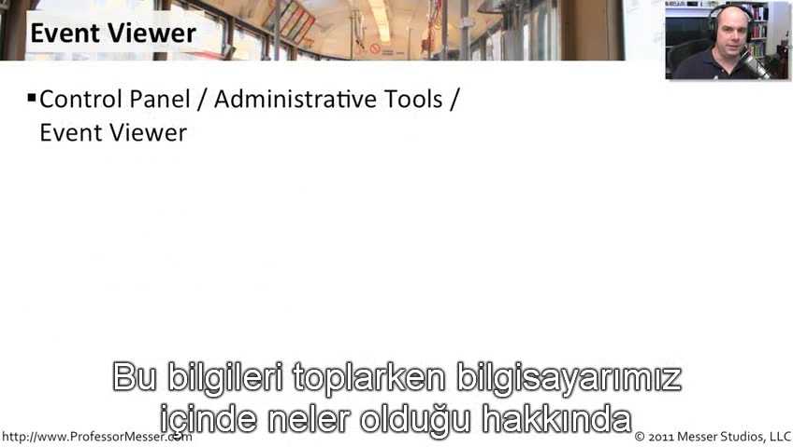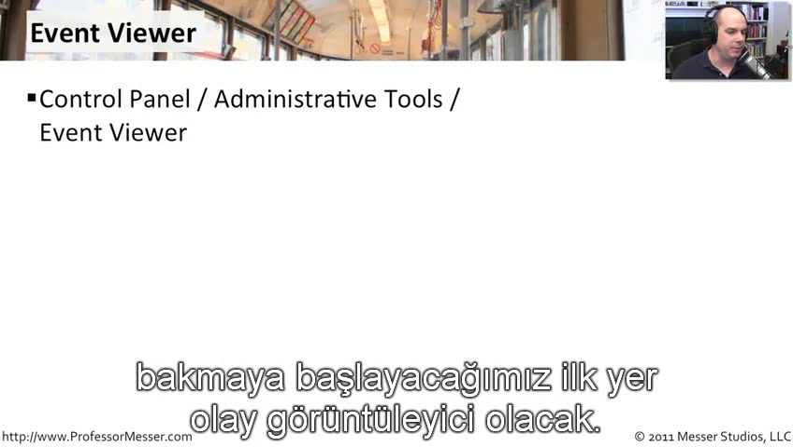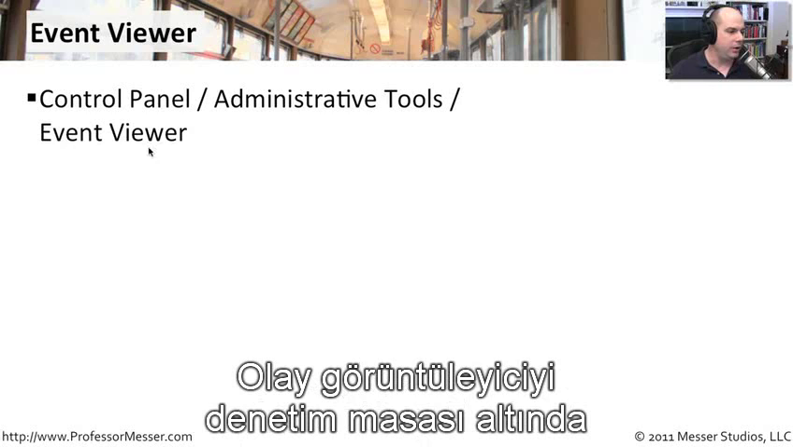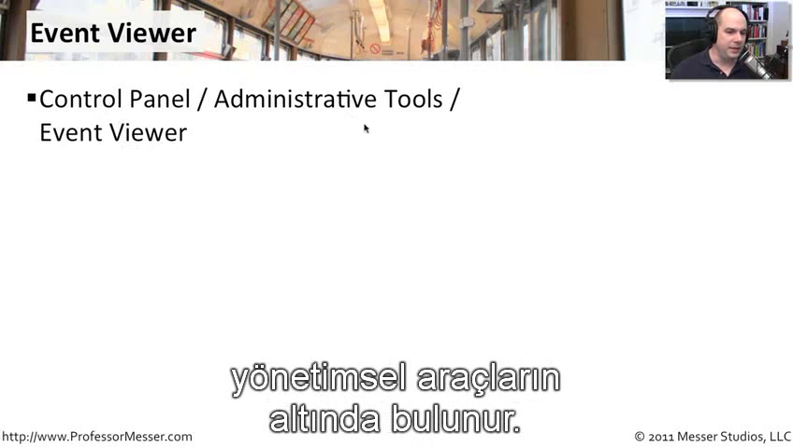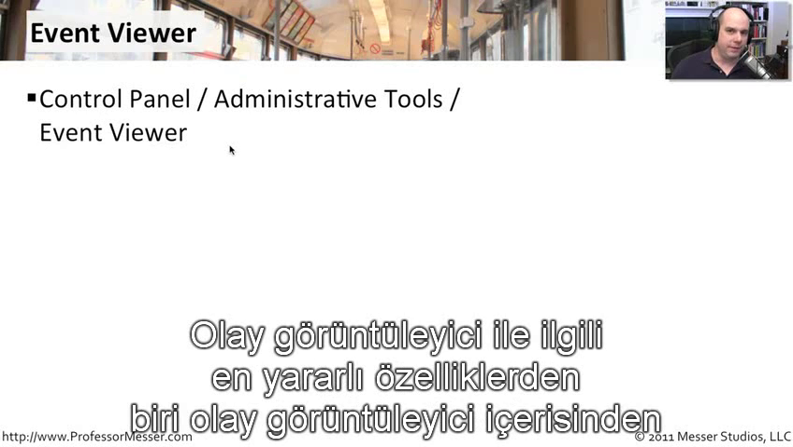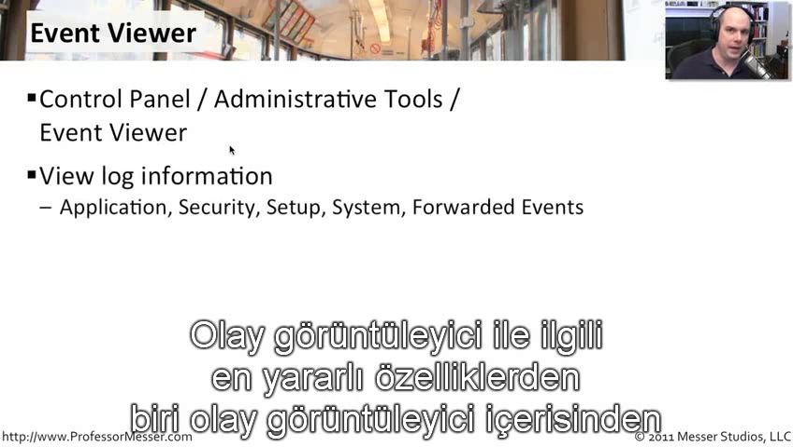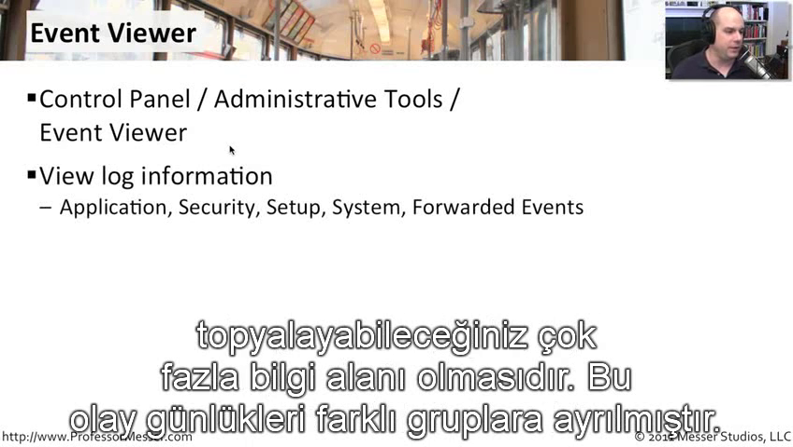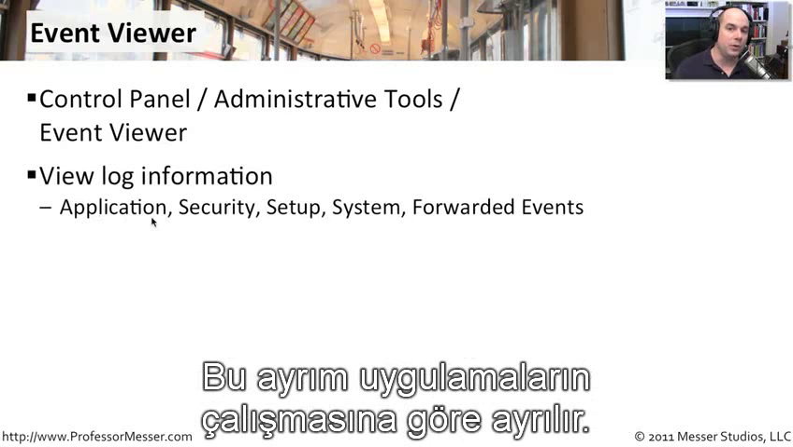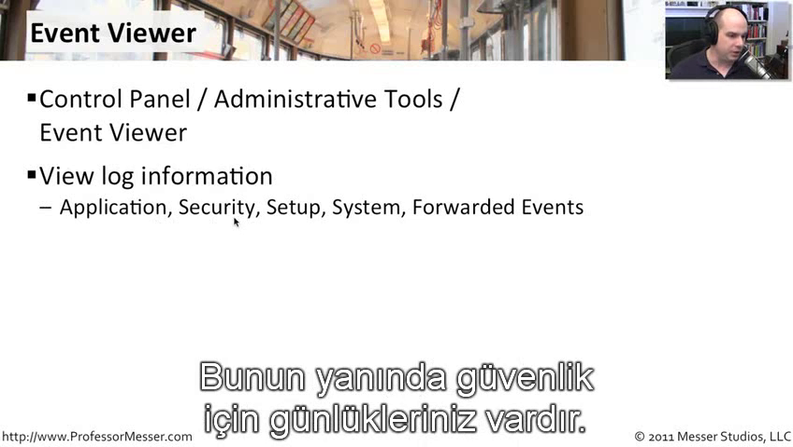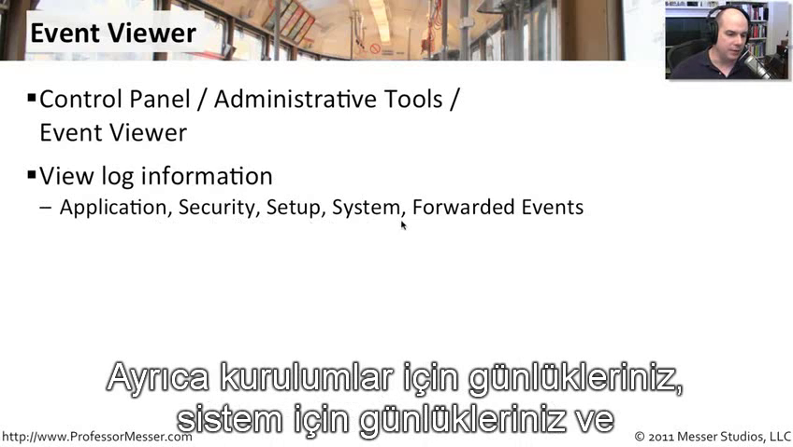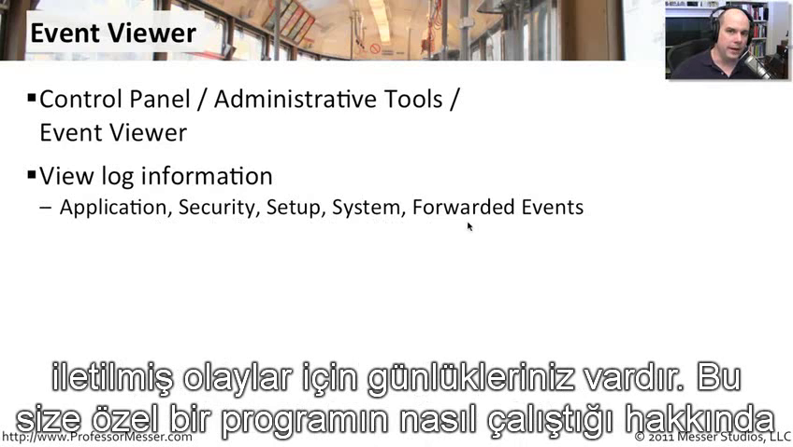The Event Viewer is the first place we'll start when gathering this information about what's happening on your computer. You'll find the Event Viewer under Control Panel, in Administrative Tools. One of the nice parts of Event Viewer is there's so much information you can gather from inside it. In these event logs, you have separate logs set aside just for the way applications are performing. You've also got logs for security, logs for setup, logs for system, and forwarded events.